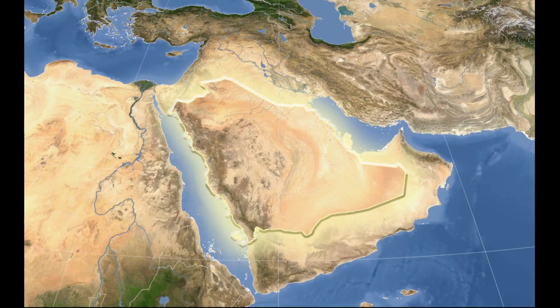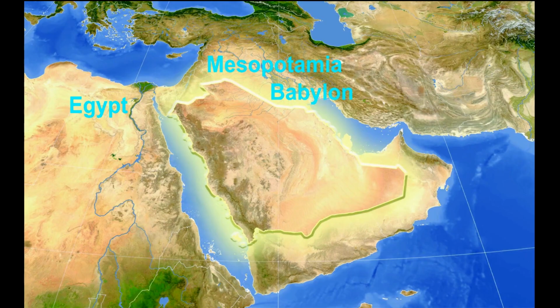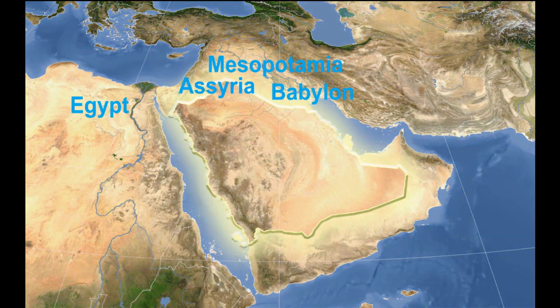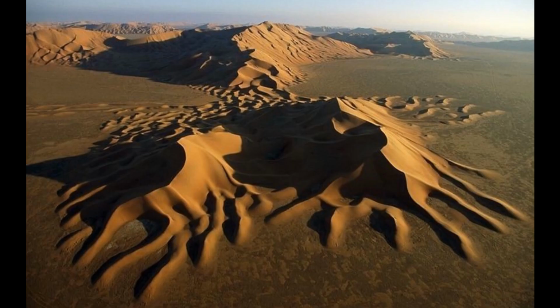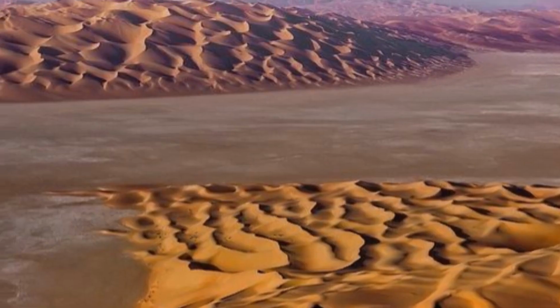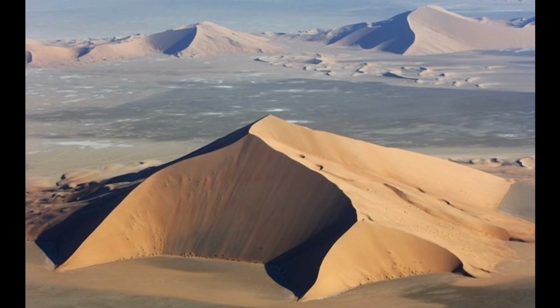You see, the deserts of Arabia separated the great civilizations. Egypt was on one side, Mesopotamia and Babylon were on the other side. Assyria was to the north and the desert between, and Yemen was on the south. And between them, vast plains of small pebbles and rocks, plus sand dunes on top that blew and moved across the desert. These merchants were the glue that held the Middle East together.